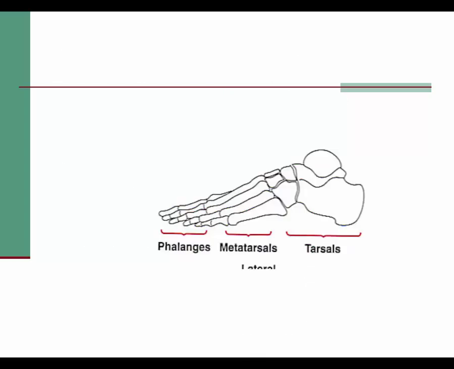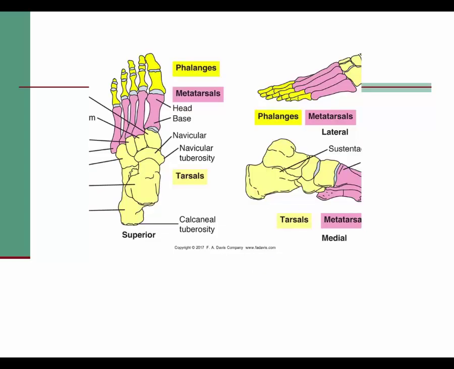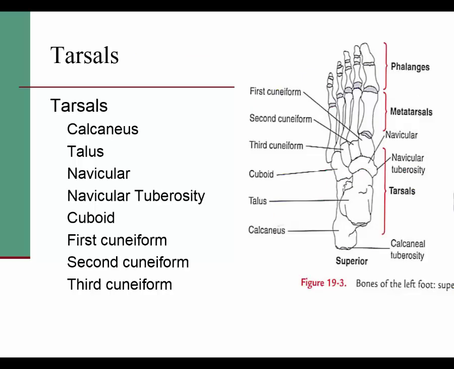As far as the foot goes, you've got the tarsals, the metatarsals, and the phalanges. The tarsals consist of the calcaneus, the talus, the navicular, the cuboid, the first cuneiform, second cuneiform, and third cuneiform. We put navicular tuberosity in there. It's more of the bony landmark of the navicular bone, which you can palpate on your foot.